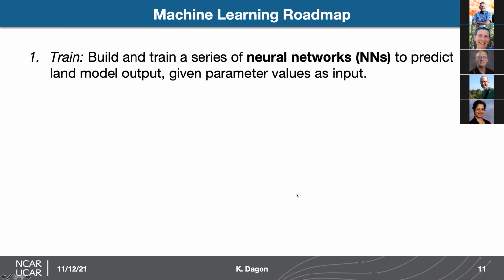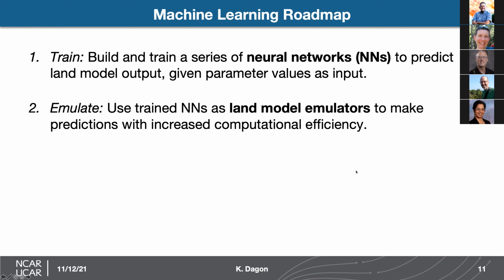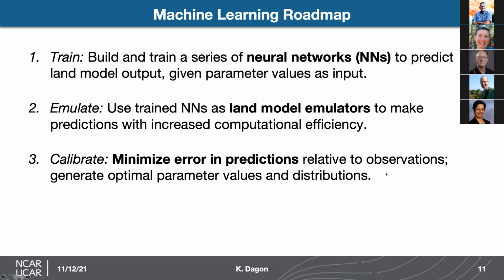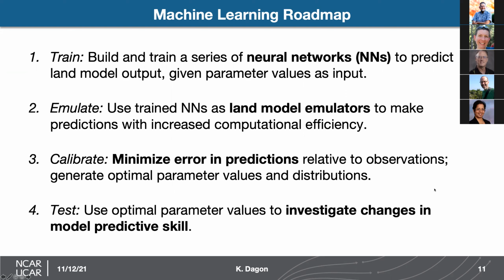So as a brief roadmap for the rest of the talk, I'll talk about the training process for the neural networks. I'll talk about using them as emulators to increase the computational efficiency, and then talk about the calibration piece where we bring in the observations and try to minimize the error in the predictions relative to observations. And then finally, a little bit on testing the optimal parameter values back in the full land surface model.